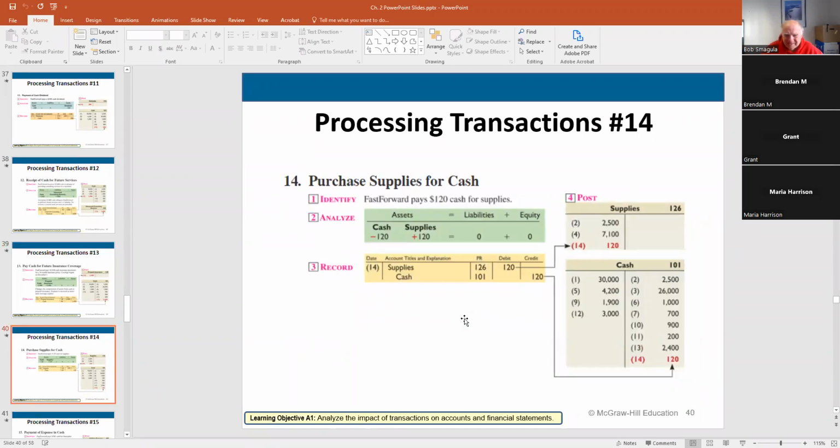Same thing with supplies. They bought $120 worth of supplies. Well, those supplies are not an expense right now because you haven't used them. You just bought them. But when you use them, then you'll record supplies expense.